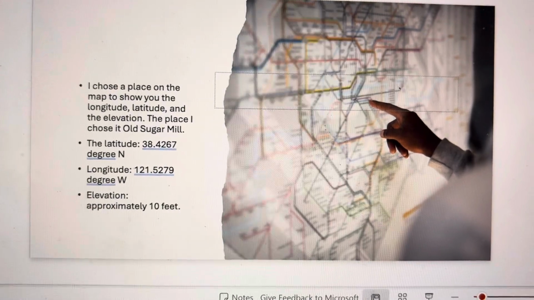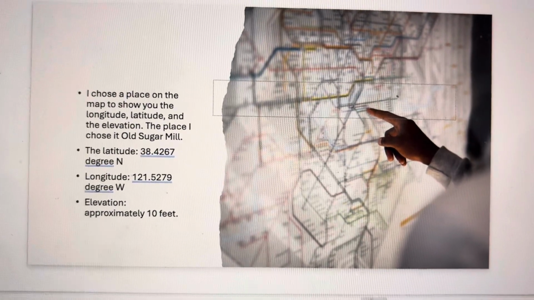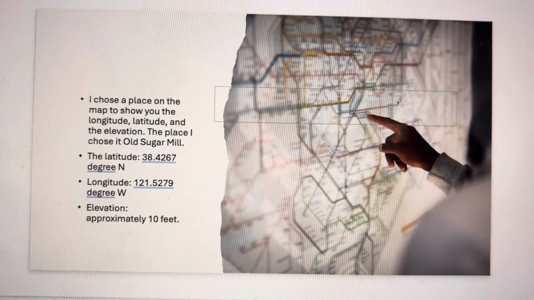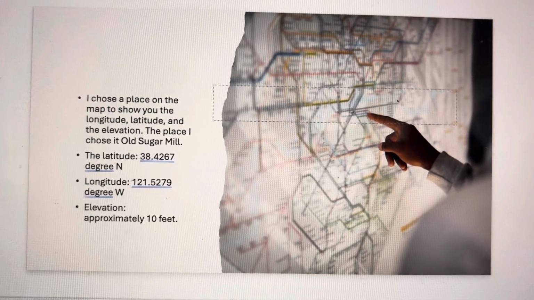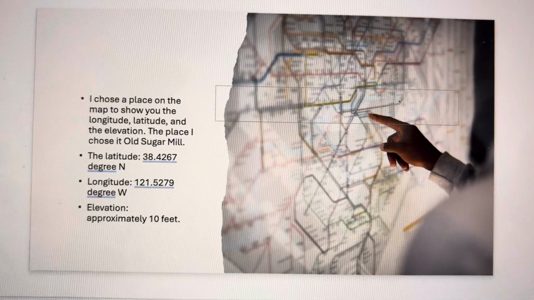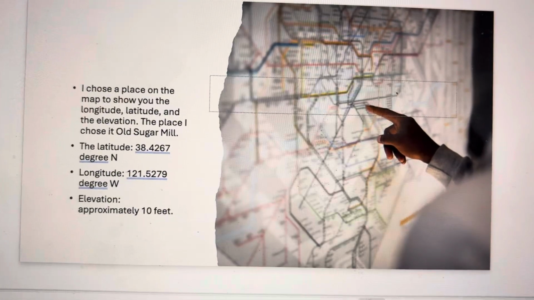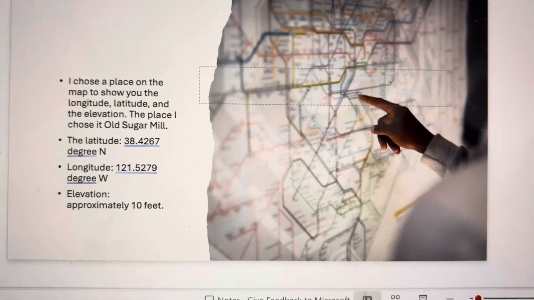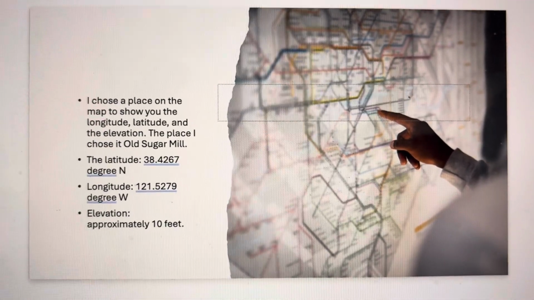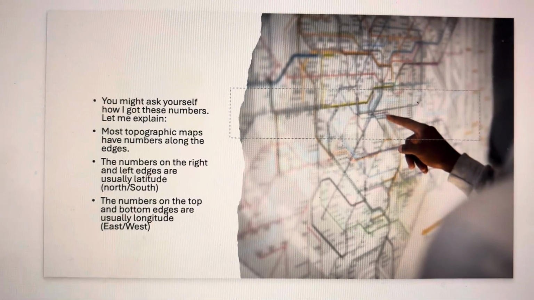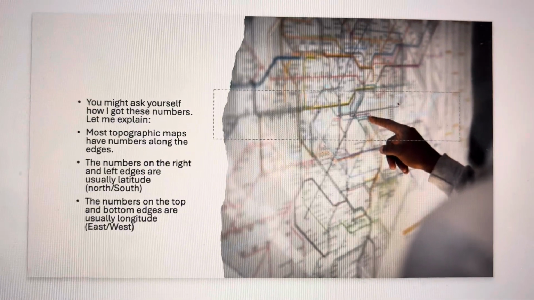And the place that I chose from the Clarksburg map is Old Sugar Mill. The latitude is 38.4267 degrees north. The longitude is 121.5279 degrees west, and the elevation approximately 10 feet. Now you may ask yourself, how did I get these numbers? Well, let me give you a bit of an explanation.